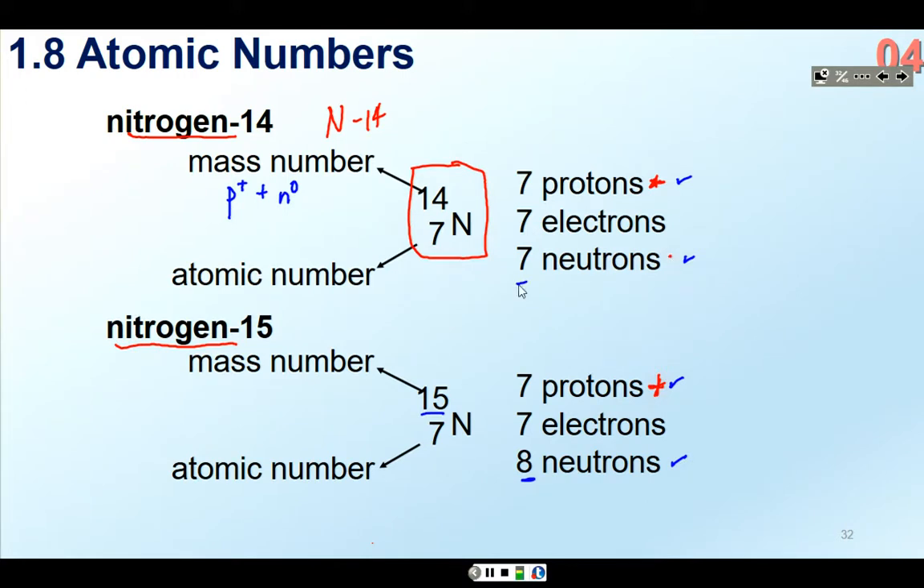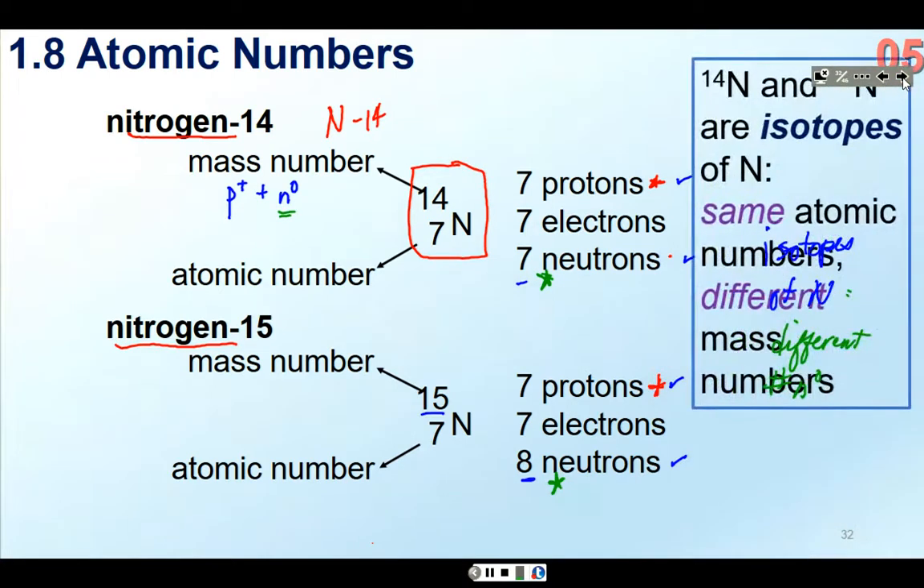Now, if you have nitrogen 14 and nitrogen 15, they're both nitrogen, and these are both described as isotopes of nitrogen. Same element, different masses, because they have different numbers of neutrons. That's what makes them different. Different numbers of neutrons. Neutron is N0, simple. All right, next slide.